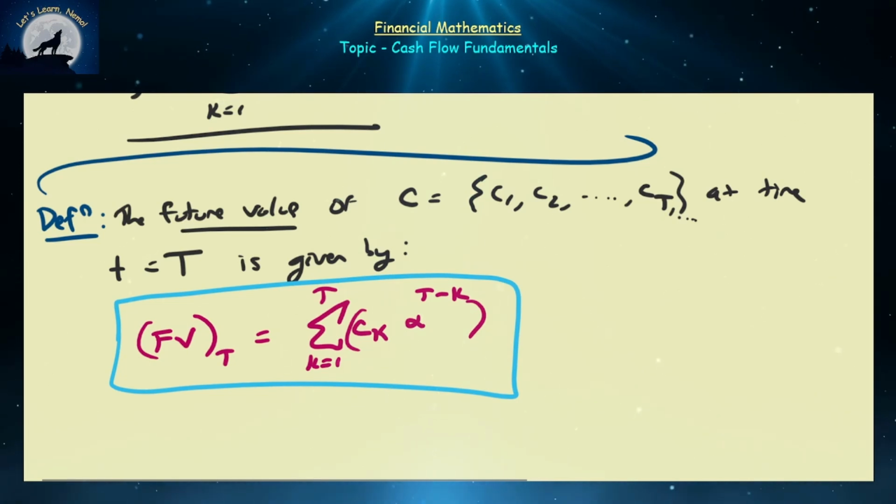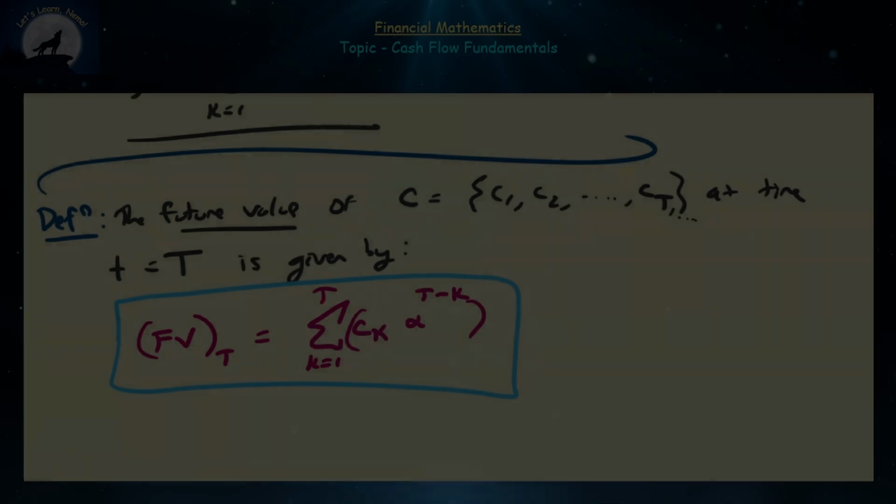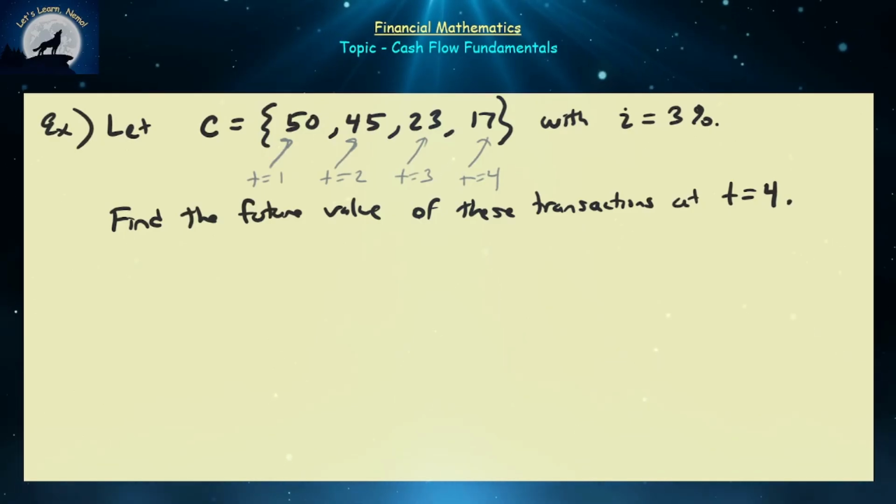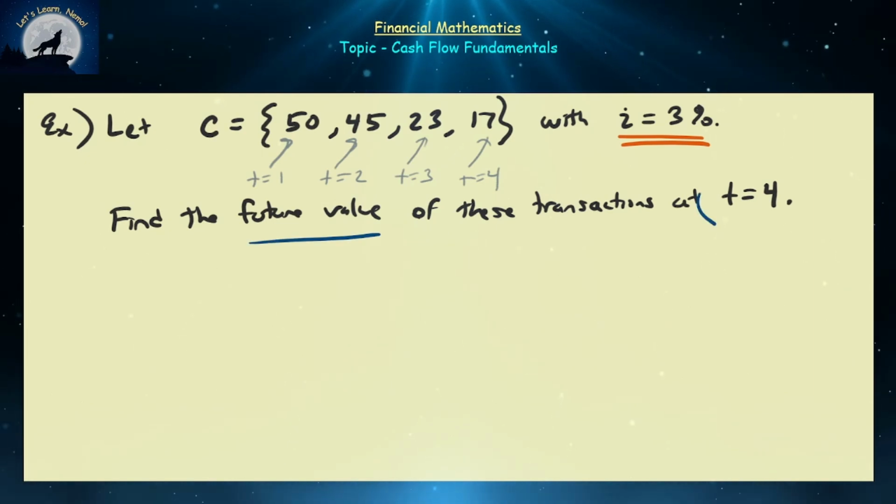Now let's go through a numerical example to demonstrate its use. Let's assume that we have a sequence of cash flows 50, 45, 23, and 17 that occurs at time t equals 1, 2, 3, and 4. And let's also assume that the effective interest rate is the same throughout each of these 4 transactions, and that it's equal to 3%. Let's find the future value of these transactions at t equals 4.